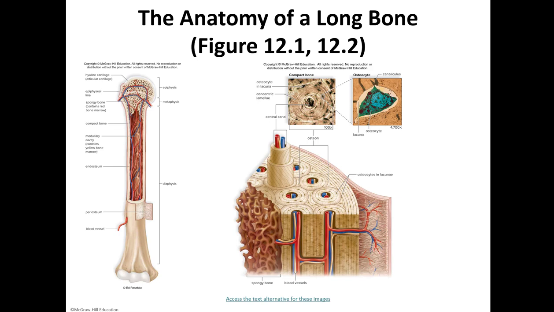Here's a picture showing you the osteon. We have the central canal where the blood vessels are found, and then a series of osteocytes surrounding the lacuna. One osteocyte is one bone cell. You can see the spongy bone on the left and the periosteum on the right.